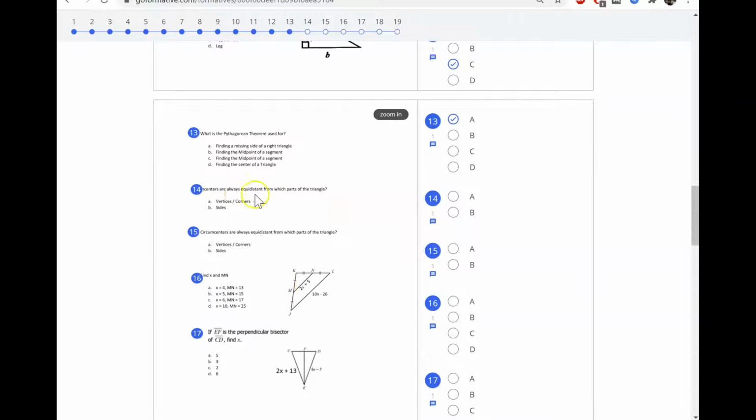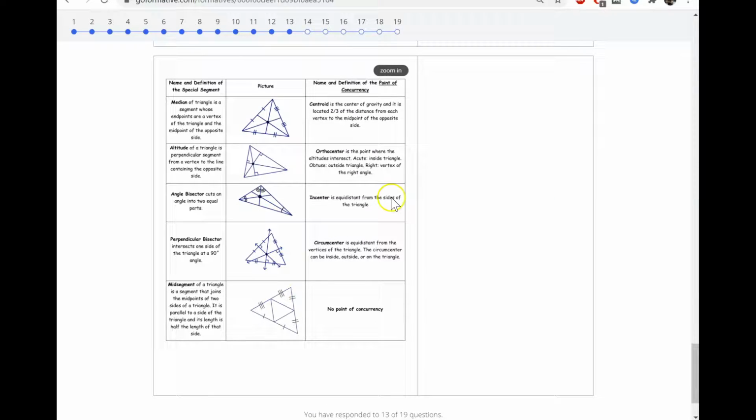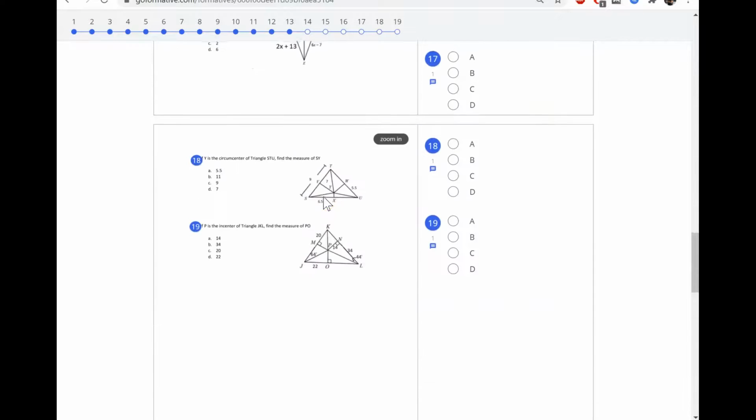All right, incenters are equidistant from which parts of the triangle? Okay? Well, let's look at our cheat sheet, okay? Incenters. Equidistance from the sides. Hey, look at that.